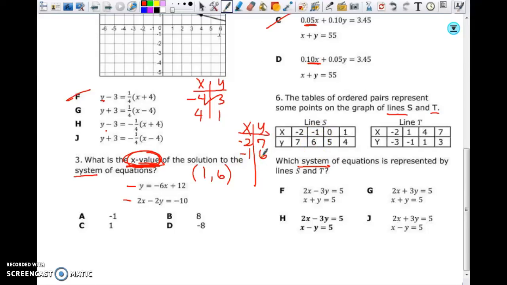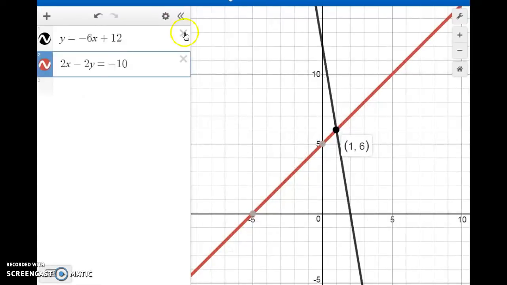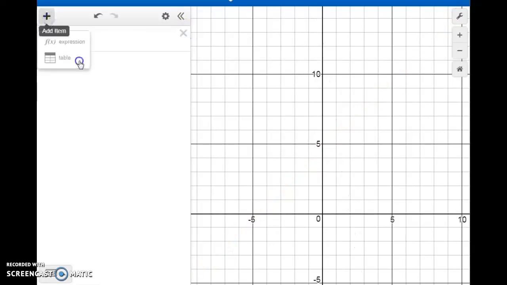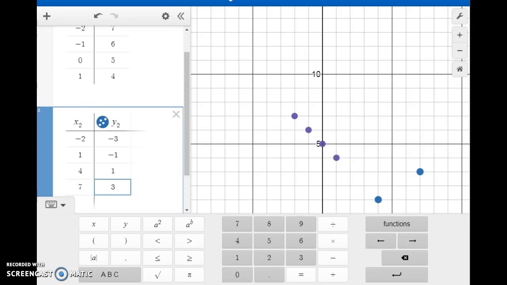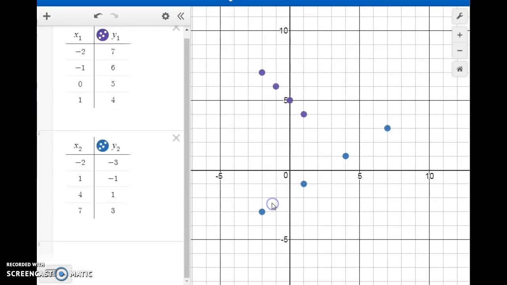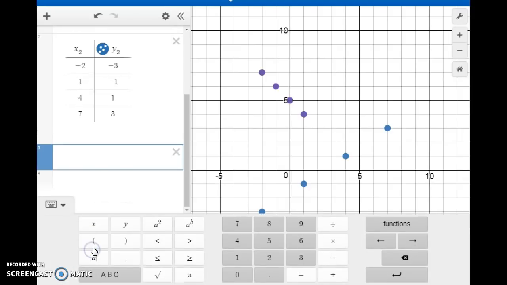So pause the video, go on ahead and put both tables in. You're going to do one table, add a table, go to the next box, add another table. Pause the video, do that now. I went ahead, as you pause, and I put the points in too. So again, just like normal, you're going to check to see the equations. Make sure you check both of them just to be safe.